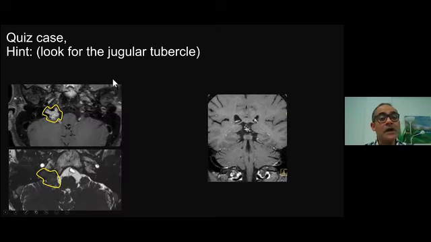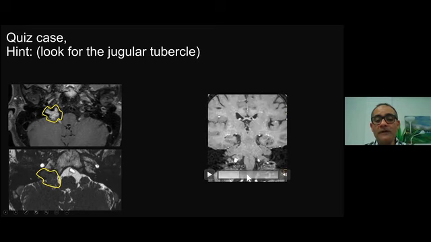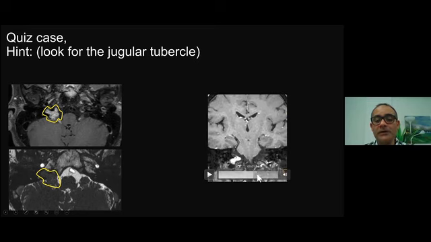So this is another quiz case, and I'll show you very quickly. The hint here will be the jugular tubercle. I just want you to look at the jugular tubercle. Where is the jugular tubercle?